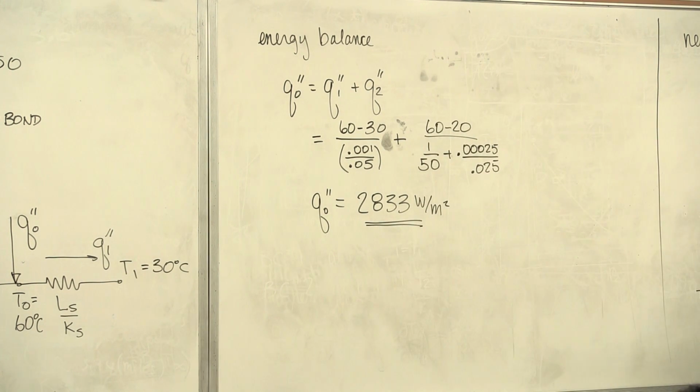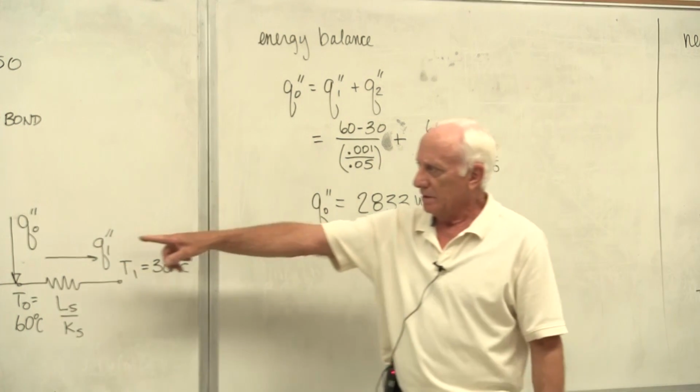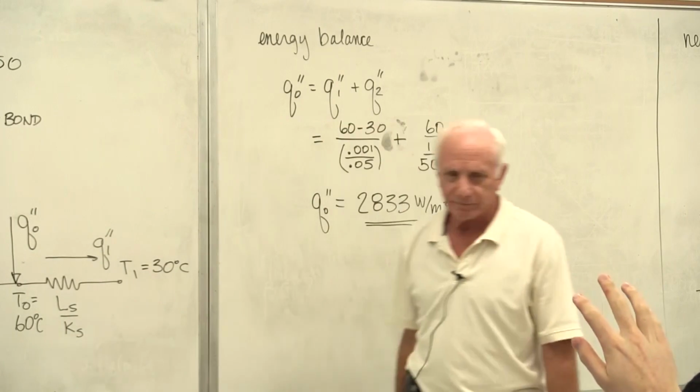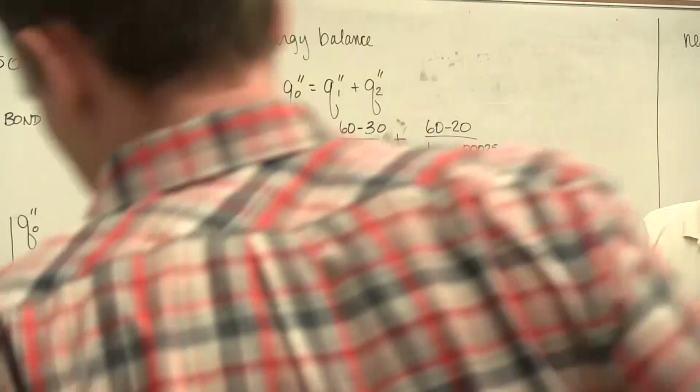So I did it in class because that's a hard problem to understand. You try and draw the circuit, and sometimes people don't put that Q naught double prime in the right location in that diagram. It goes right here.